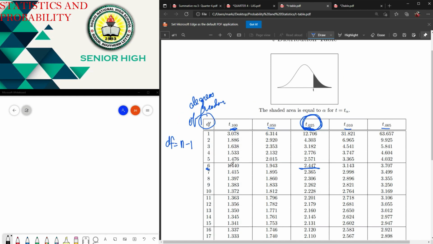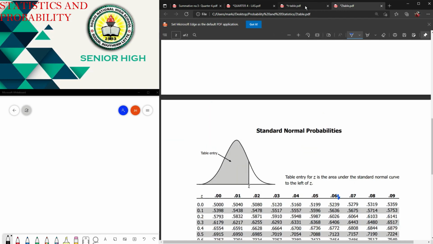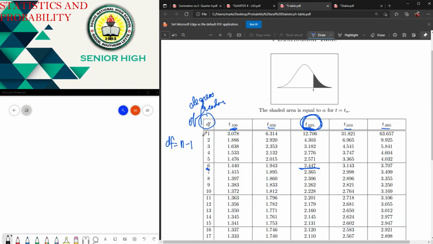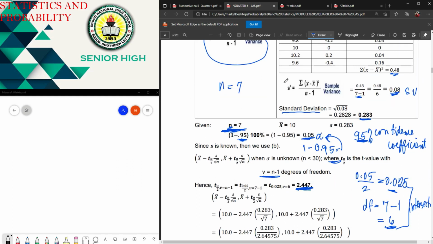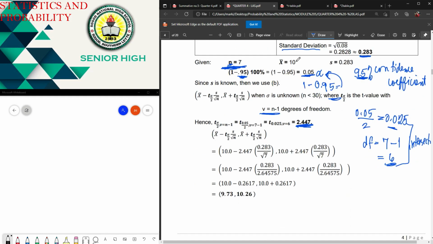That's why we have 2.447. Actually, this is just the same as the z table, but the difference between them is that the z table does not have degrees of freedom. Okay, so that's their difference. You need to be careful with your degrees of freedom. Do not forget that n minus 1 is your degrees of freedom, not the n. Okay, so that's how to get the value of your t sub alpha over 2. Why did we divide it by 2? Because of this formula. Again, that is two-tailed.